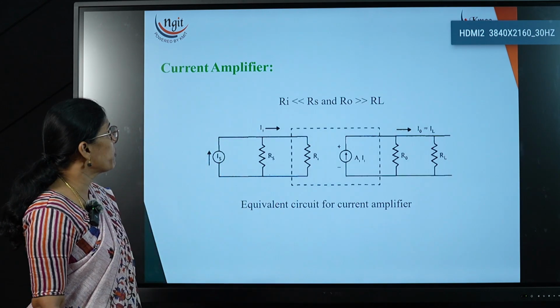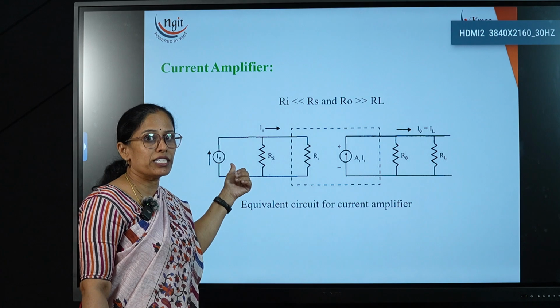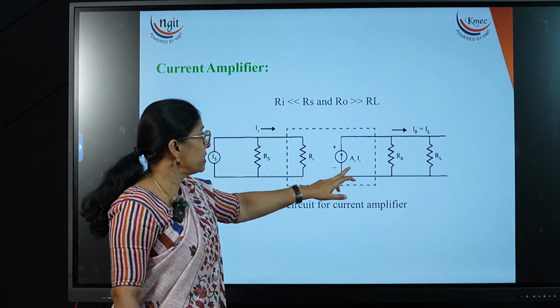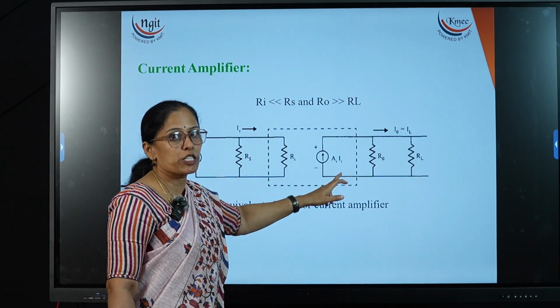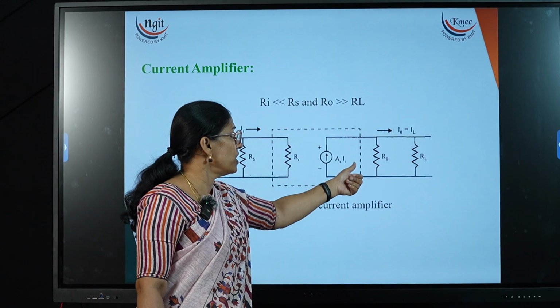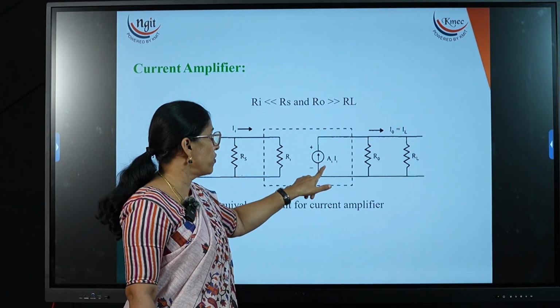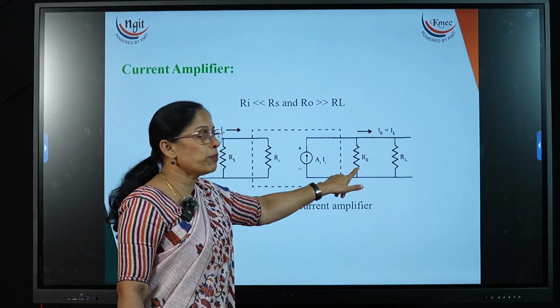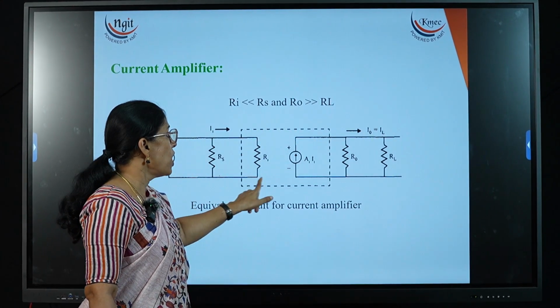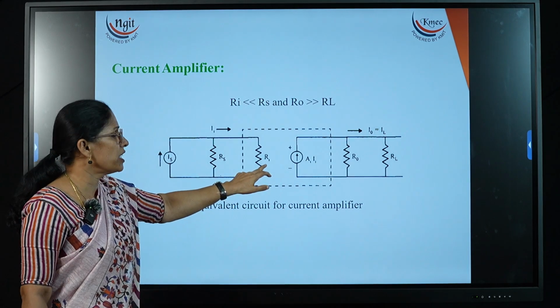Next one is the current amplifier. In this case we are applying the input side as a current signal, and at the output also we are taking the current. Already in the amplifier circuit I have explained that if we are taking the current at the output, then we have to draw the current source here. If we are taking a current source, then in parallel with the resistor we have to take it. So this R0 is the amplifier output resistance, and Ra is the input side.